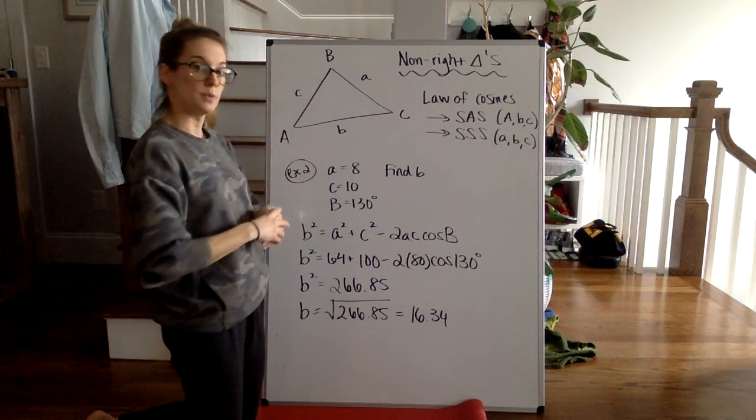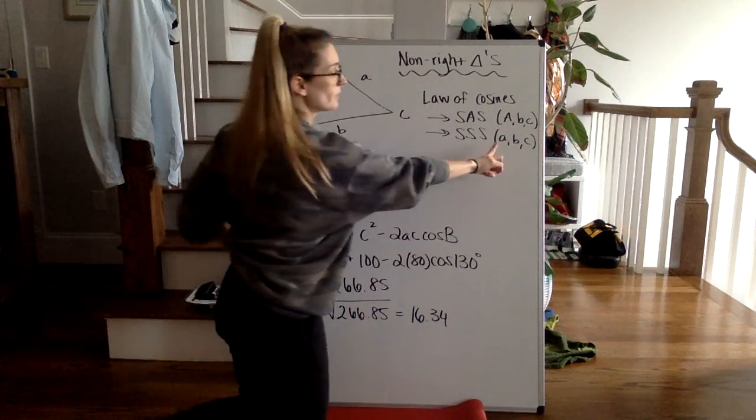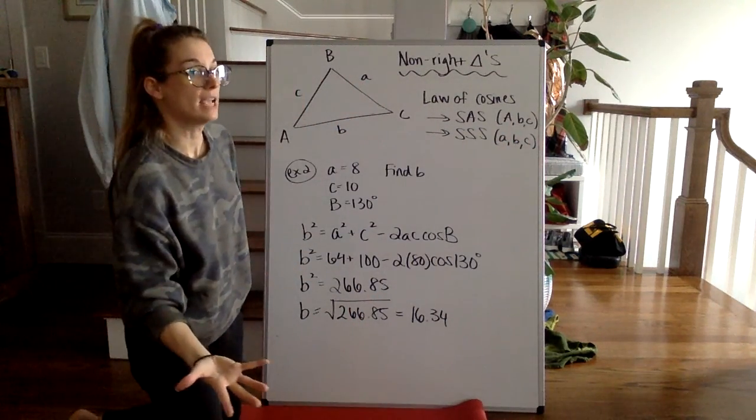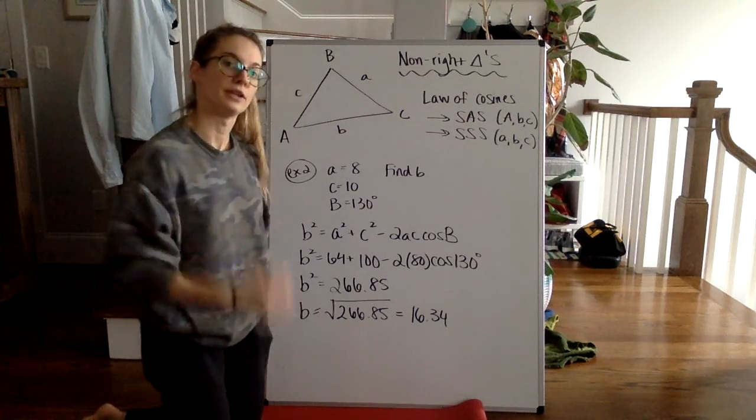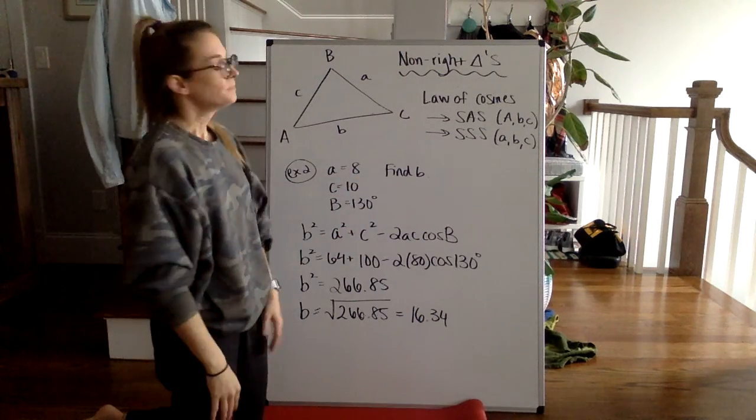You could also be given side, side, side. In other words, you could be given lowercase a, lowercase b, lowercase c, where you don't know any of the angles, you just know all 3 side lengths. Again, 3 different letters. So that's 2 ways that law of cosines might be popping up.